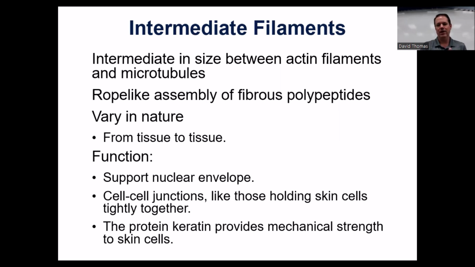For example, there's a type of cell known as an epithelial cell, and these cells form essentially your epidermal layer of your skin. And so cell junctions hold these cells together. Keratin is a protein that has a lot of intermediate filaments, and that gives mechanical strength to things like your skin and your hair and your nails.